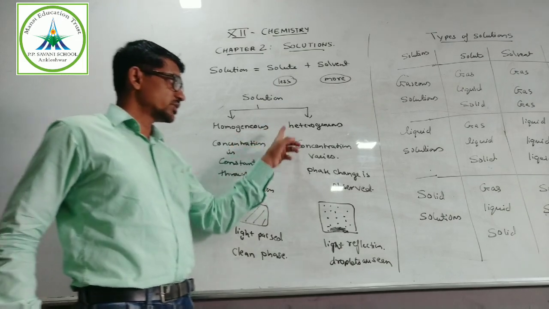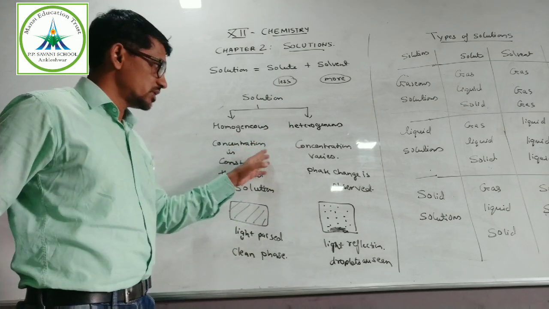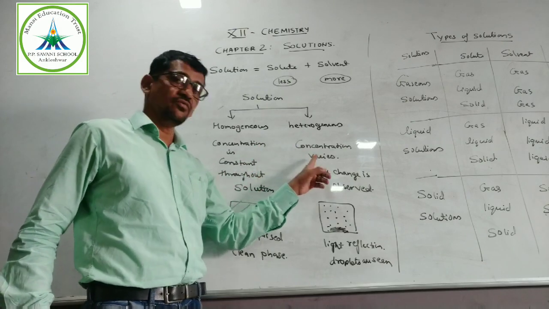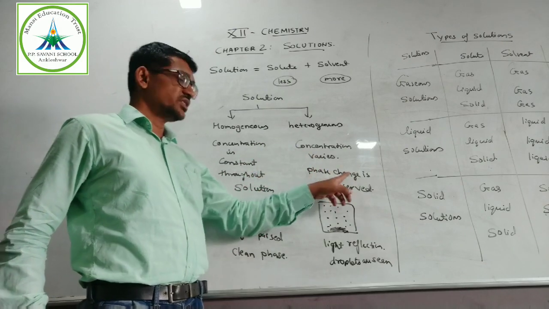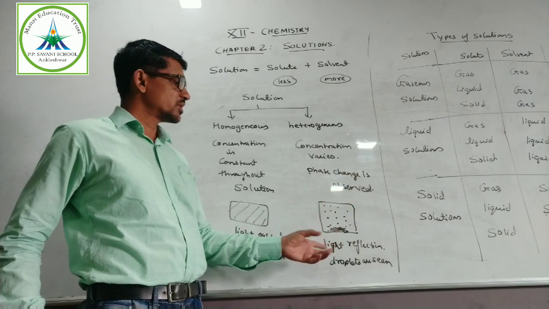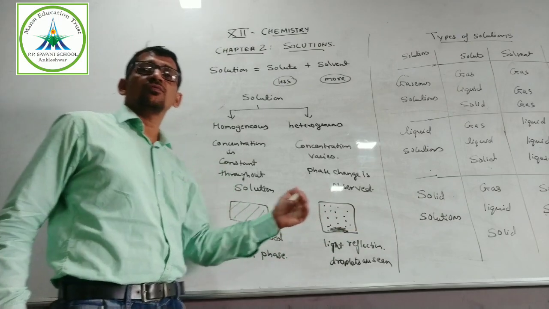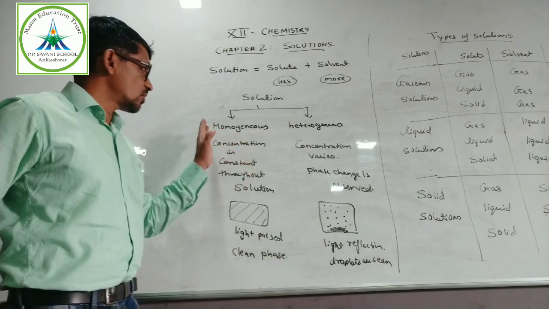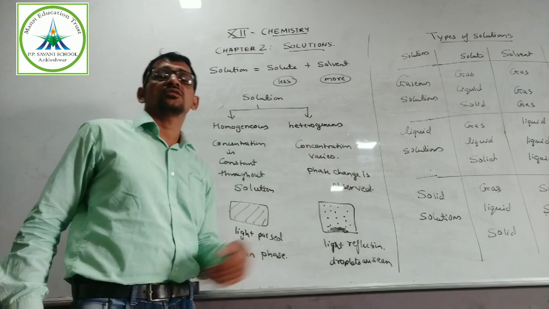We cannot see particles, droplets, or two-phase differences in the homogeneous solution. In a heterogeneous solution, the concentration is not constant. Concentration varies. Phase changes also. Some particles you can see in the form of droplets. Light cannot pass through it, it will be reflected. So two types of solution are there, homogeneous and heterogeneous.